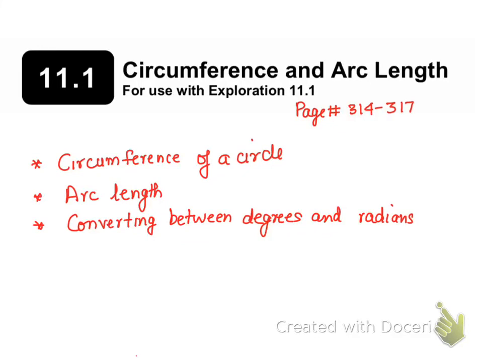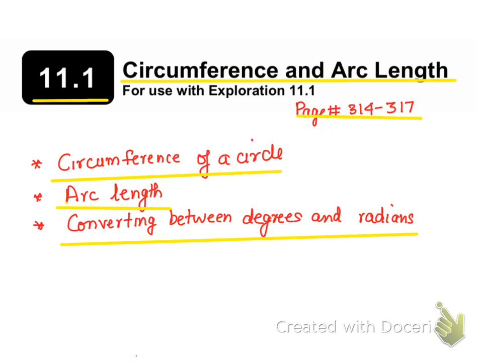Hello geometry students, today we are going to learn about section 11.1 from Big Ideas Math Geometry, Circumference and Arc Lengths. That is on pages 314 to 317 from your student journal, and we are going to learn three things today. First is circumference of a circle. Second, arc length, and then converting between degrees and radians. So let's move to the very first thing.